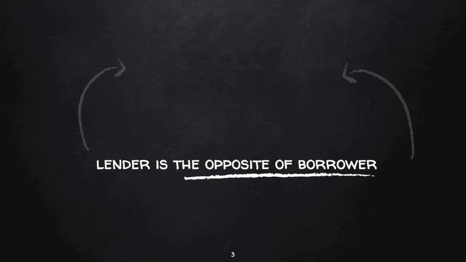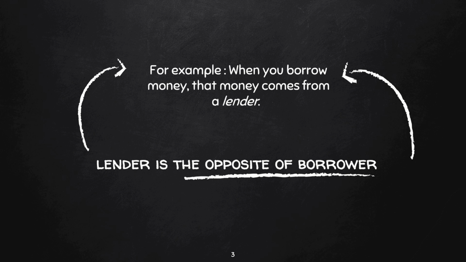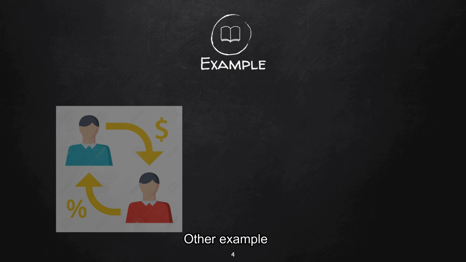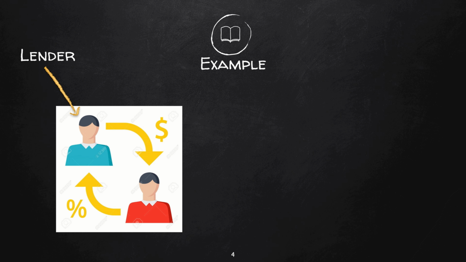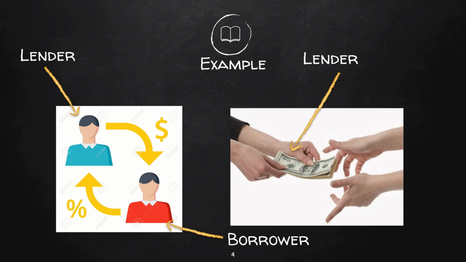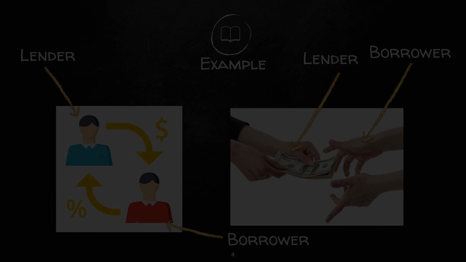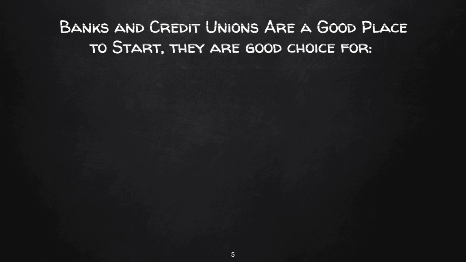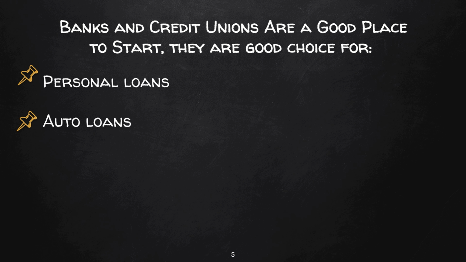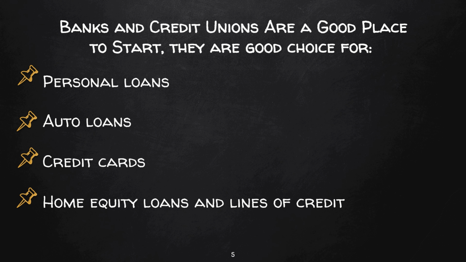Lender is the opposite of borrower. For example, when you borrow money, that money comes from a lender. Another example: this is a lender and this is a borrower. Banks and credit unions are a good place to start. They are a good choice for personal loans, auto loans, credit cards, home equity loans and lines of credit, and small business loans.